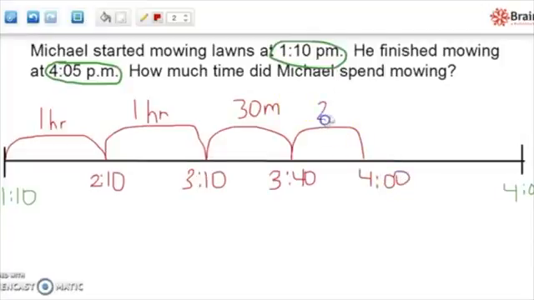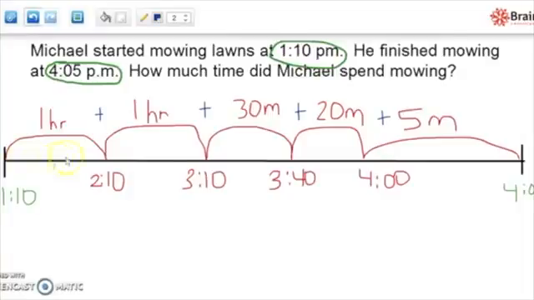And I'm going to add my time up here. So now I'm at 4 o'clock, and I only need to go to 4:05. So I know that that's only going to be a jump of 5 minutes. Now that we've figured out the hardest part, which is getting from 1:10 to 4:05, all we have to do is add up the total number of intervals to figure out how much time Michael actually spent mowing the lawn. Notice that I've added addition signs between each interval because all we need to do is add up the total time to find how much time he actually spent mowing the lawn.